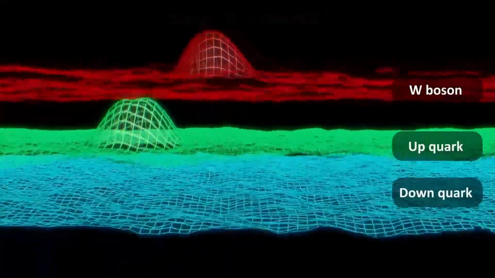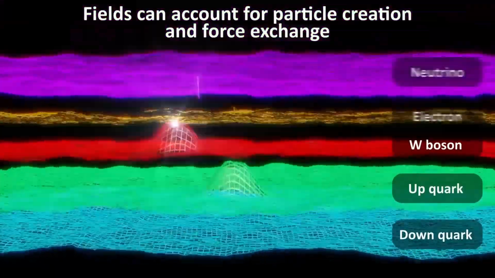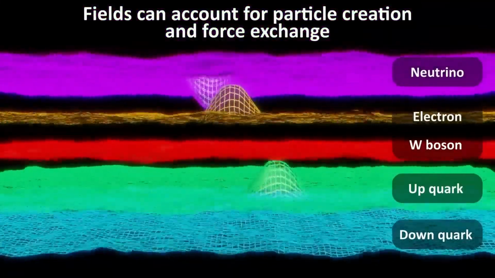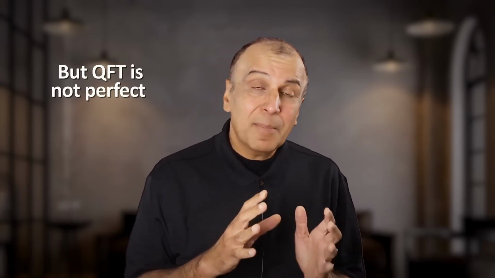So by having quantum fields, we can mathematically account for and model creation and annihilation of particles, as well as the mechanism of force exchange. And the icing on the cake is that the theory is fully relativistic, meaning it's free of causality violations. But even this modification of quantum mechanics is not perfect.